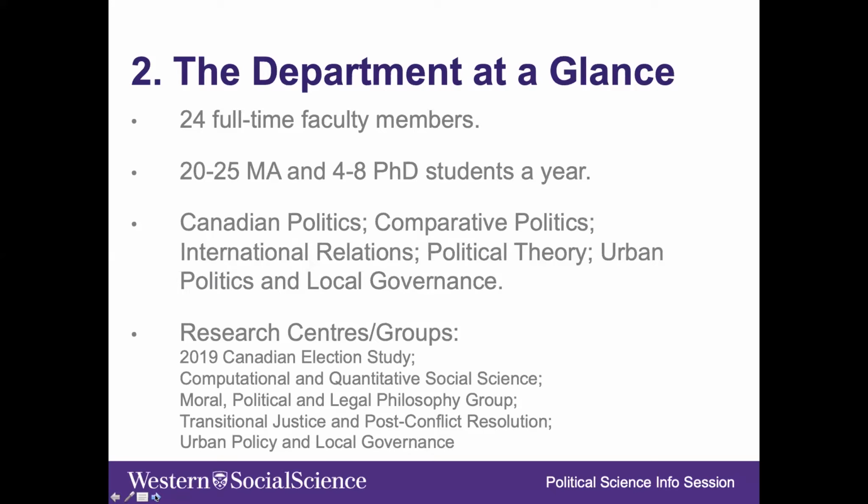In terms of our graduate program, typically we let in 20 to 25 MA students in political science in a typical year, and in the PhD program, we let in 4 to 8 doctoral students a year.